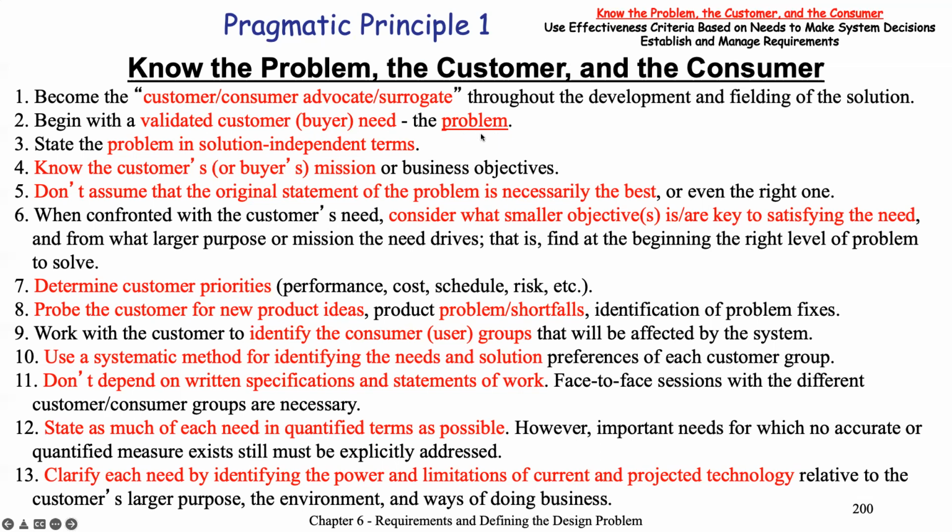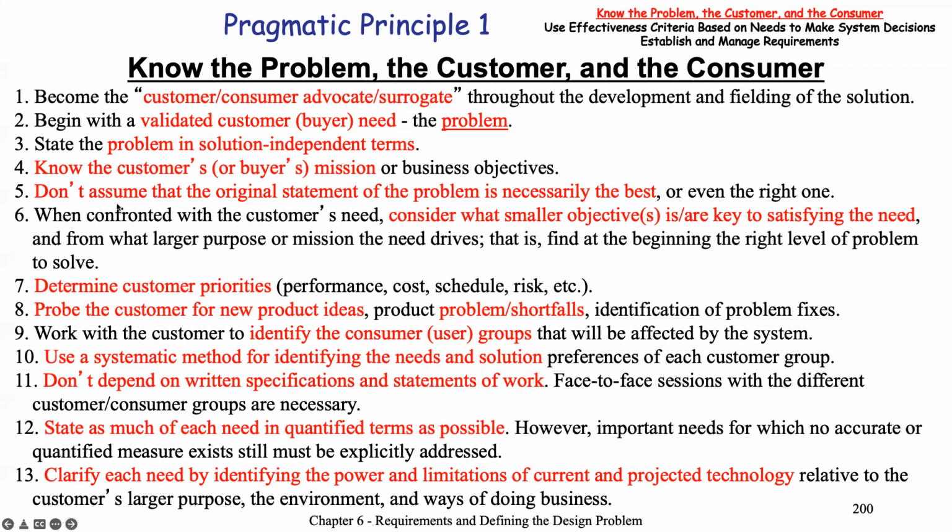And so you want to help them clearly define what the problem is. And so have an idea, what is the domain that they're trying to focus on, and come up with a problem in solution independent terms. And so you want to have that not be based on a solution. The solution is something that you want to trade based on a number of different things. You want to know the customer's mission and objectives. That's going to be important.